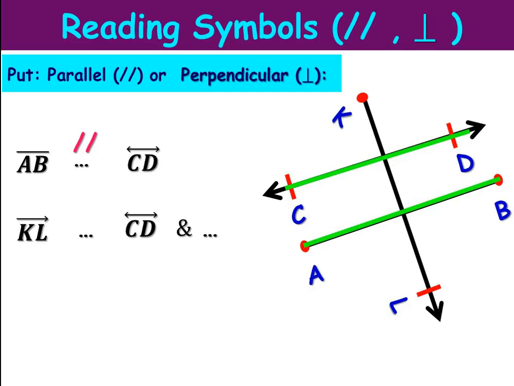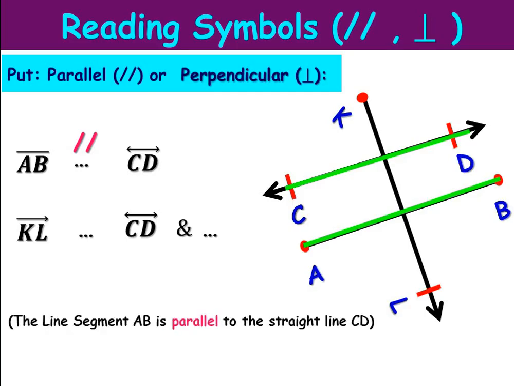Before moving to the second, we say, how to read this? We say the line segment AB is parallel to the straight line CD. This is how we read it in words. Okay? So this means that this sentence, in symbols, we write it in the above question. And if I want to read it, I say that the line segment AB is parallel to the straight line CD.